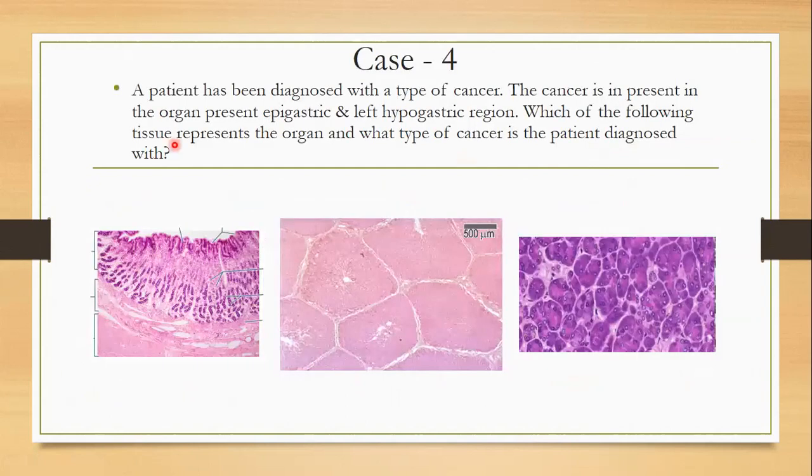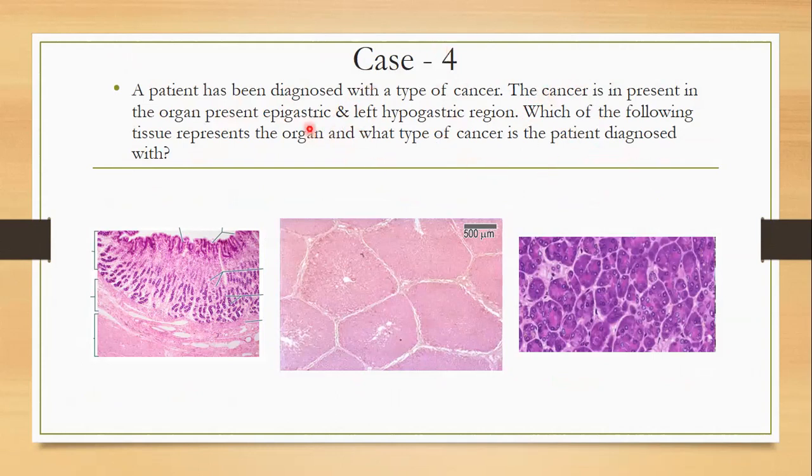Now we have our fourth case here, which is from histology. A patient has been diagnosed with a type of cancer. The cancer is present in the organ present in the epigastric and left hypogastric region of the abdomen. Which of the following tissue represents the organ and what type of cancer is the patient diagnosed with?